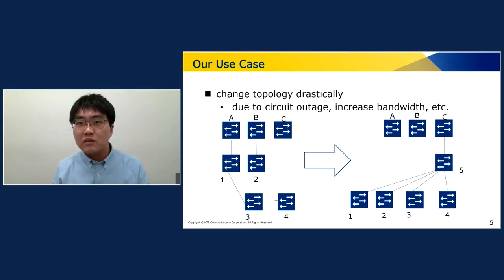So we want to change the topology from the left side to the right side. Before this operation, switches A, B, and 1 to 4 are operated by NSO, and we were going to insert switch C and 5.